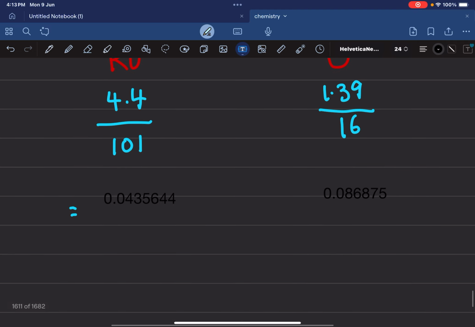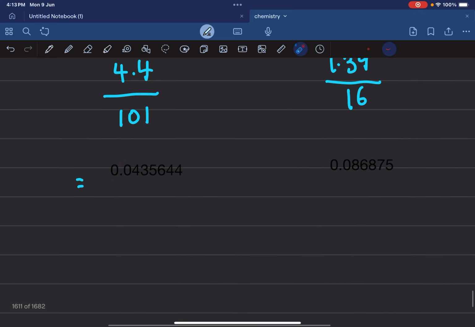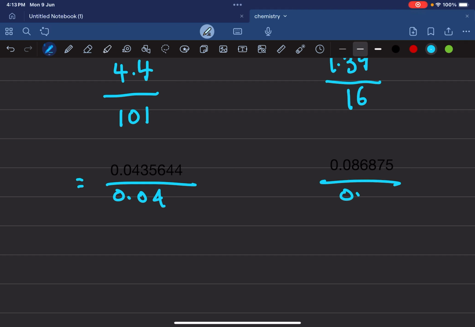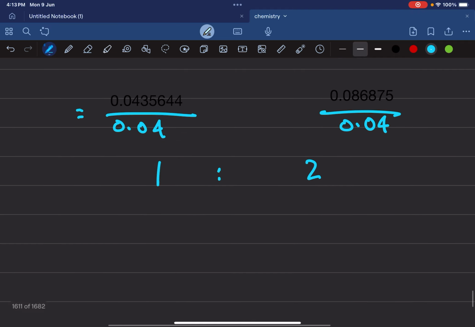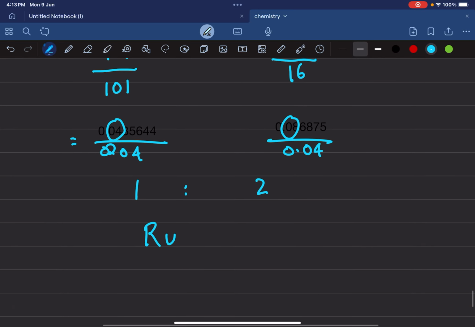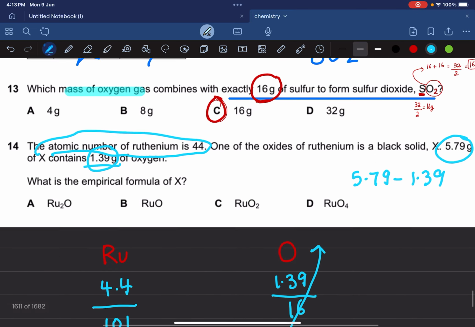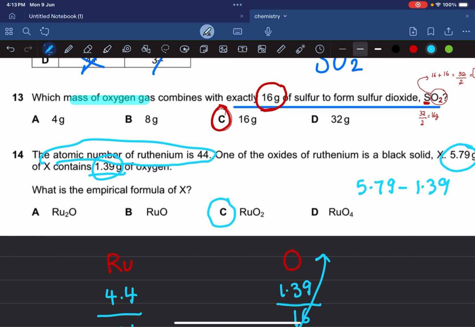The next thing is that you divide both of your answers by the smallest ratio that you get. Over here, is 0.04 smaller or 0.08? Definitely 0.04, so divide both by 0.04. You get 1:2, because obviously with 0.04 and 0.08, 1:2 is what you're going to get. That makes RuO2, because for oxygen you got 2. So RuO2 is going to be correct, which makes option C correct. I know it was difficult, but we have solved it.